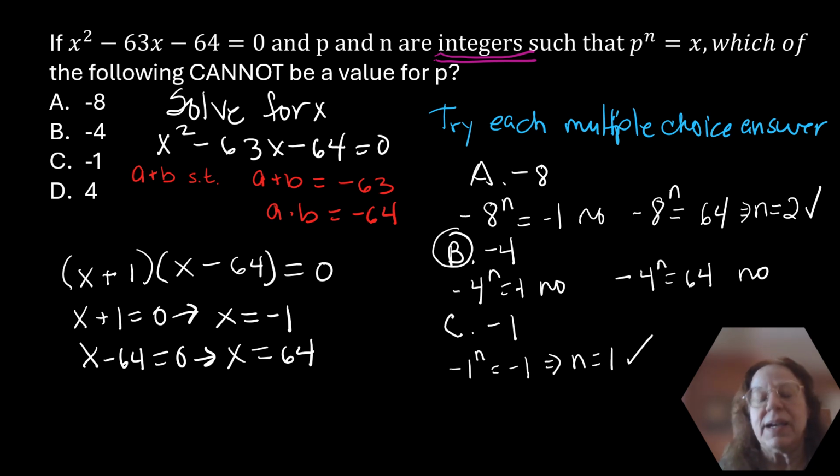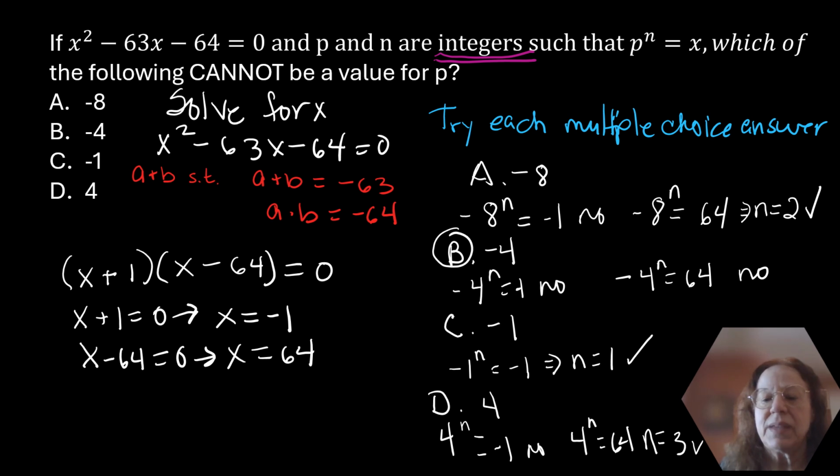But you know me, I like to go on. So let's just try c and d for fun. C equal to negative 1. So negative 1 to the n equals negative 1. Yes, n can be positive 1, which is an integer. So that is true. Let's try D.